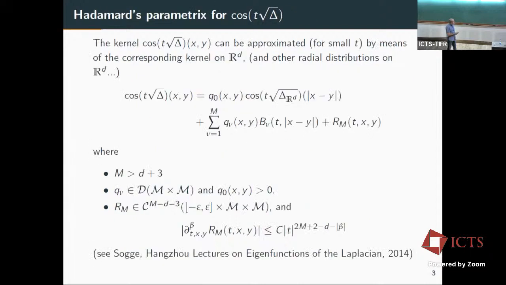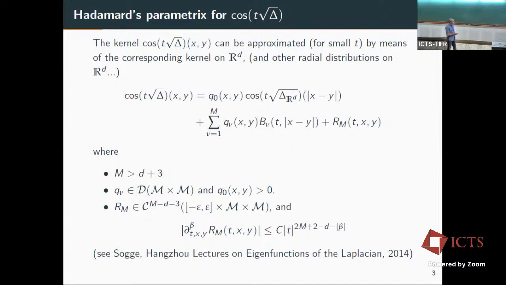This is called the Hadamard parametrix for the solution to the wave equation. Basically, this kernel can be approximated, but only for a small time, by means of the corresponding kernel in R^d and other radial distributions. So you have the first term, which is just the Euclidean one that we saw before, multiplied by a Q0 function, which is a smooth function. And then you have some remainder.